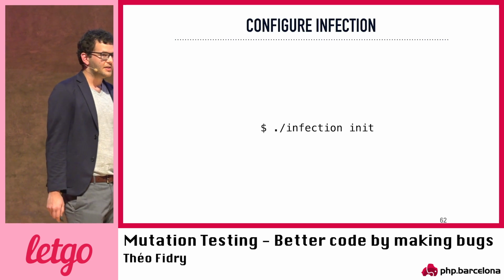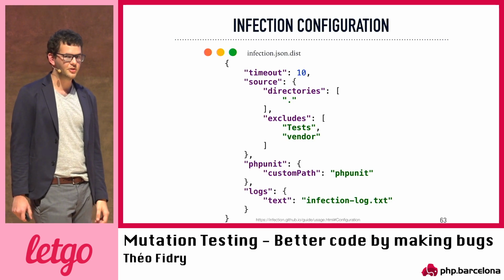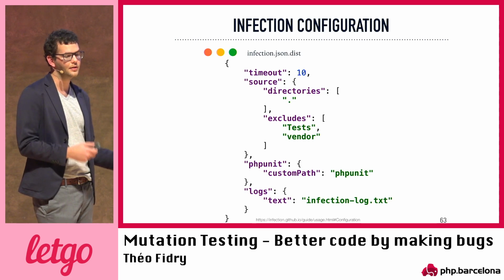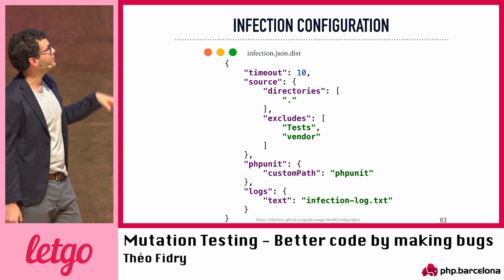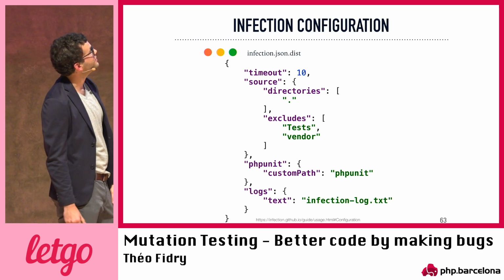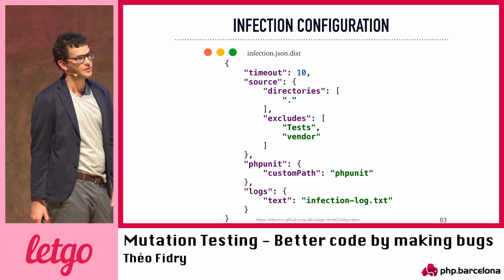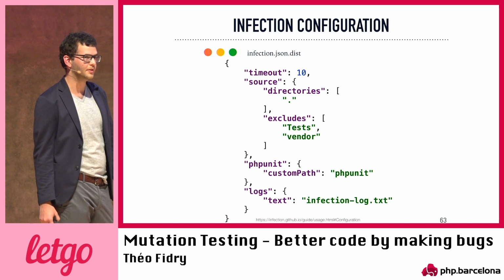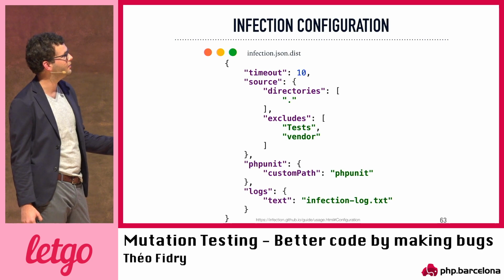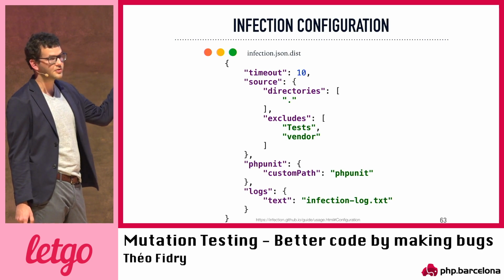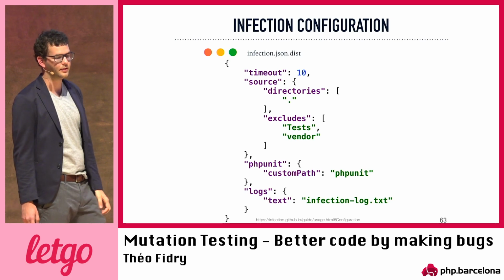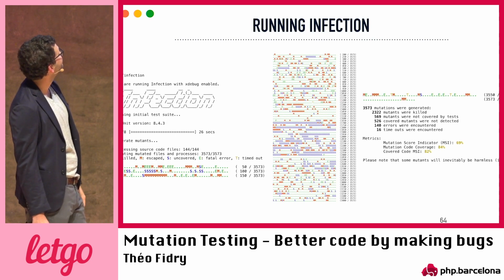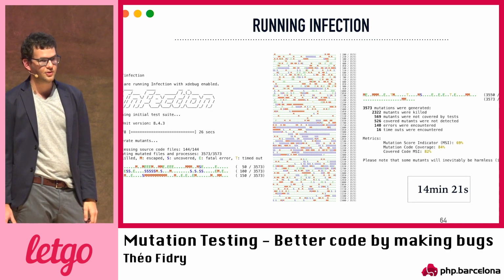And then we initialize Infection. So Infection prompts you with a helper to create the configuration file, and that's one possible result. So it's not very complicated in the end. Source, where you tell where the source files are. PHPUnit, because PHPUnit here has been installed as a phar file, not as a dev dependency, so we need to help out Infection a bit, tell it where PHPUnit is. And logs, well, to get more information later on. So then we run Infection. It's quite big. And it took 50 minutes.